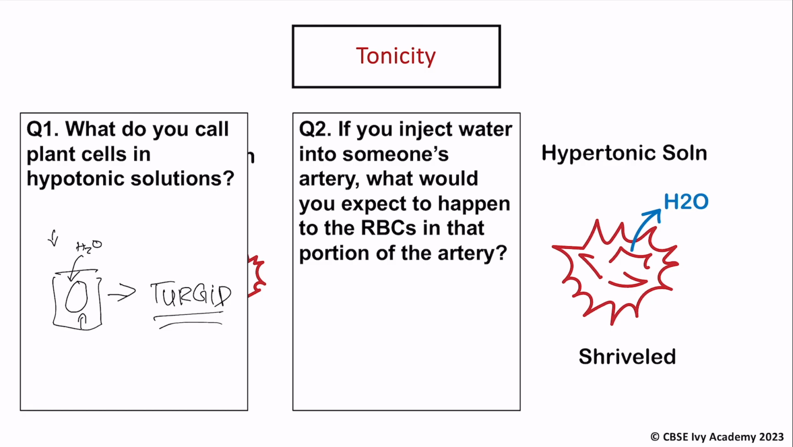If you inject water into someone's artery, what would you expect to happen to the red blood cells in that portion of the artery? So you have your red blood cell, and now you've injected all this water into that artery, which is going to make the environment hypotonic, so there's going to be less solute outside. There'll be more solute inside. It'll be more concentrated inside, and then water is going to flow in, and then it's going to cause the red blood cell to puff up and lyse.